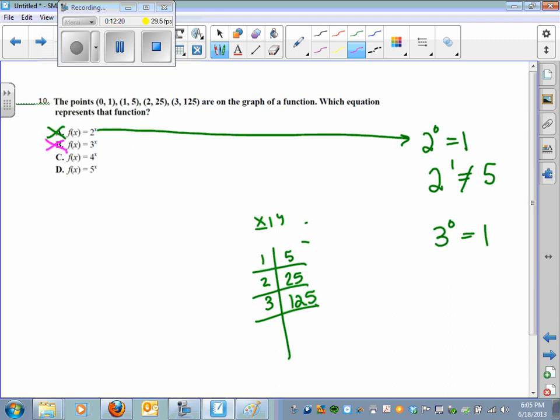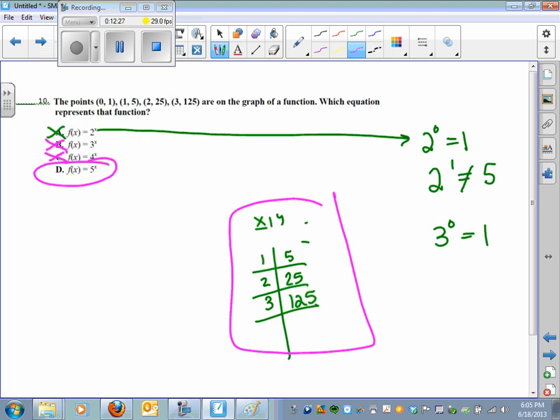5 to the x. This is what 5 to the x looks like. That has a base, a repeated multiplier of 5. So it's a pretty easy problem. It just might catch some people off guard, but the answer is D.